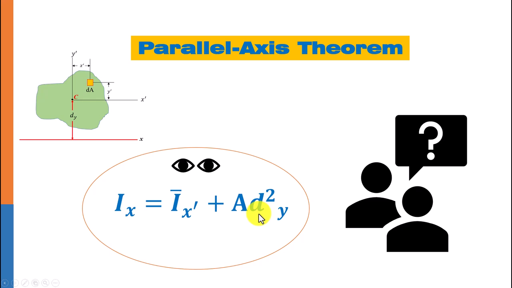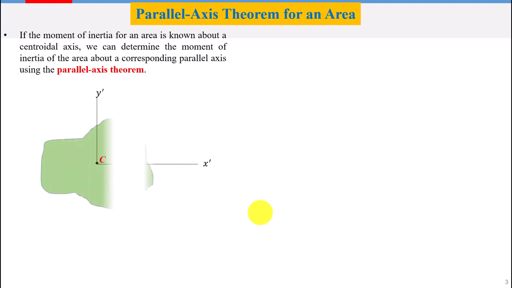So my question is how we can derive this formula, okay? Well, let us first talk about the theorem. If the moment of inertia for an area is known about a centroidal axis, we can determine the moment of inertia of the area about a corresponding parallel axis using the parallel axis theorem.